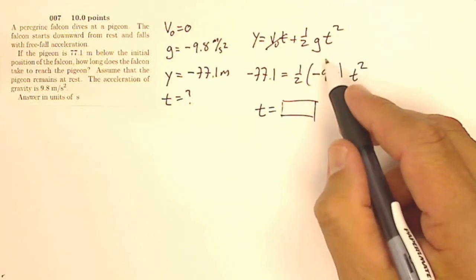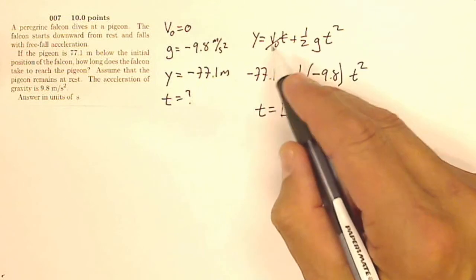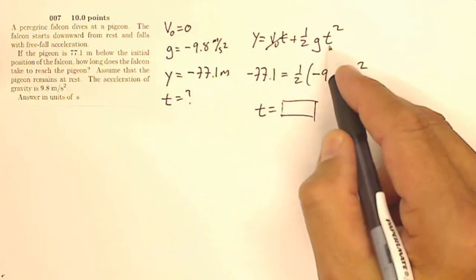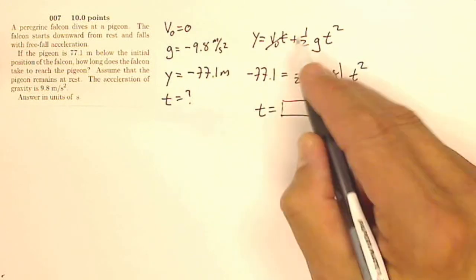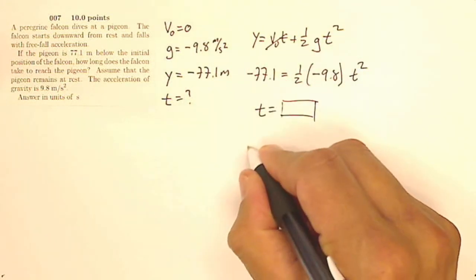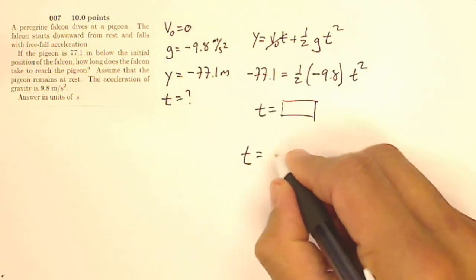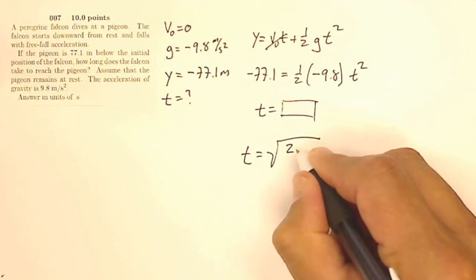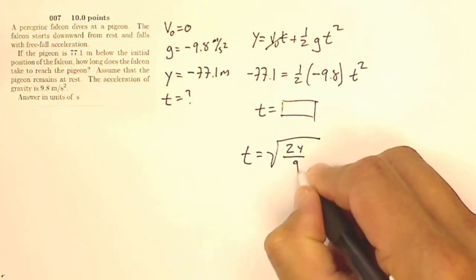Another thing that we did in a previous problem was rearrange this equation. When dropping something from rest, if you take this equation and rearrange for time, you get the square root of twice y divided by g. So another way to write this down is that my time is going to be the square root of twice my displacement divided by gravity.